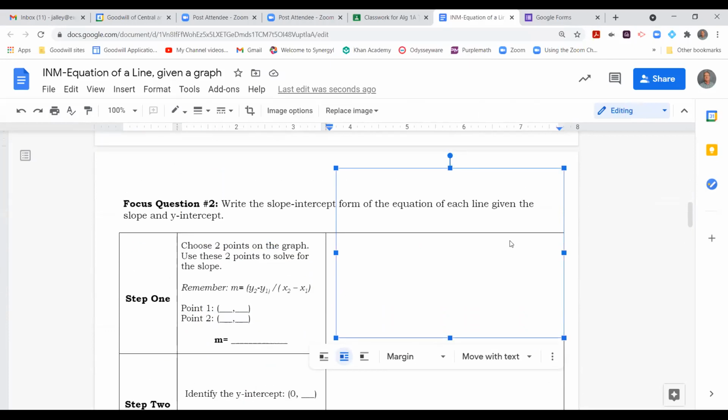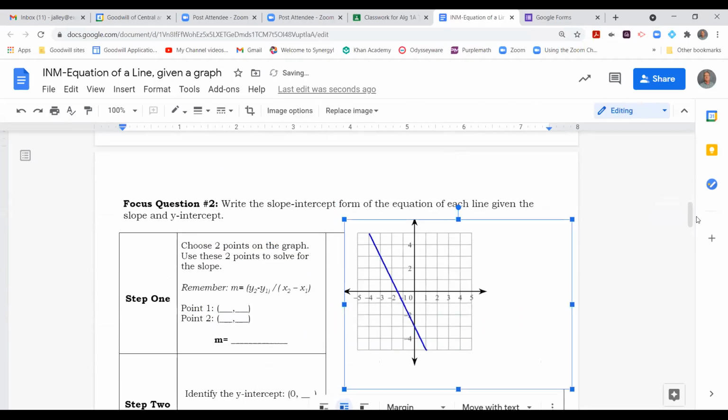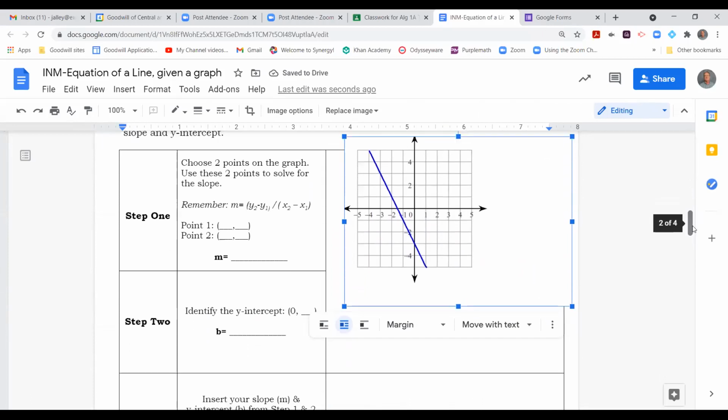And what happened to the graphs here? There we go. Same thing here on this second example. It says choose 2 points on the graph. Use these 2 points to solve for the slope. Okay, we can try that.